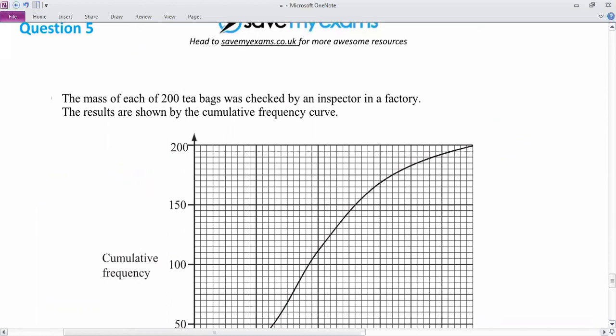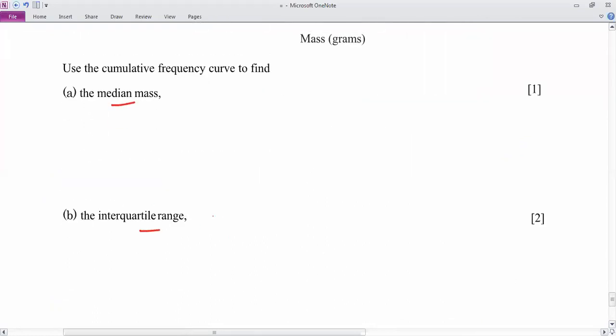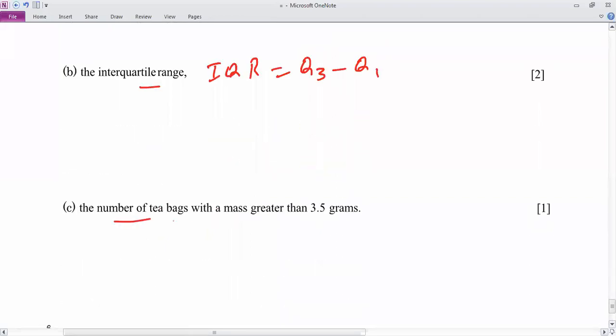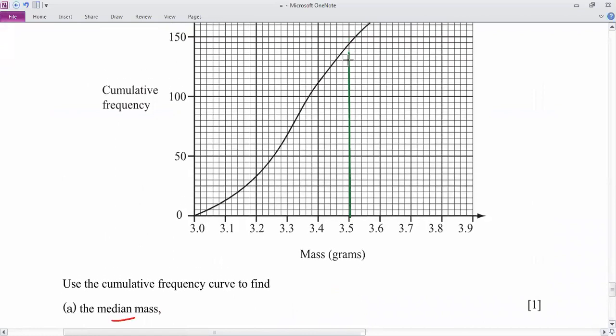In this case also, you have to find the median mass. Simple. You have to find the interquartile range. Interquartile range IQR means Q3 minus Q1. And in this case, the number of tea bags with a mass greater than 3.5 gram. Here we have mass. This is 3.5. So from here, you just draw the line. Look, greater than. So till this one it is fine. And from here you will see this one.